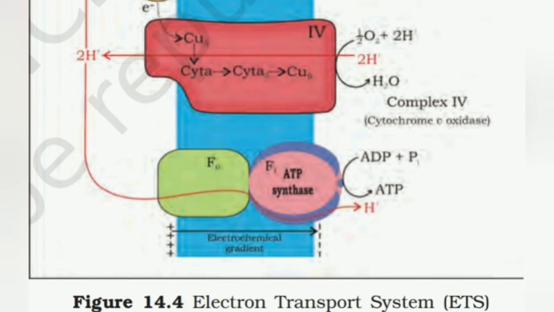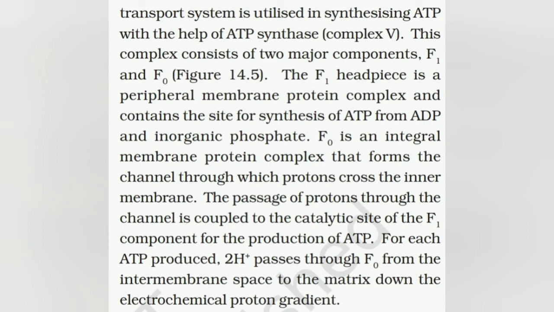ATP synthase is made up of two particles, F0 and F1. The F1 headpiece is a peripheral membrane protein complex and contains the site of synthesis of ATP from ADP and inorganic phosphate. F0 is the integral membrane protein complex that forms the channel through which protons cross the inner membrane. The passage of protons through the channel is coupled to the catalytic site of the F1 component for the production of ATP.